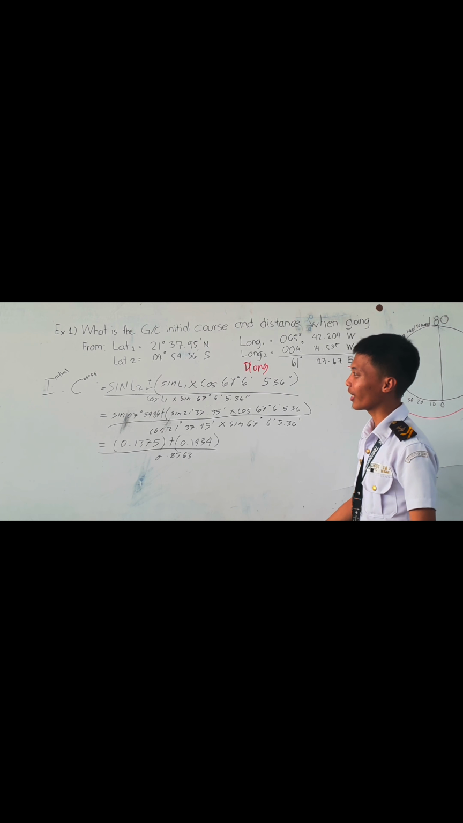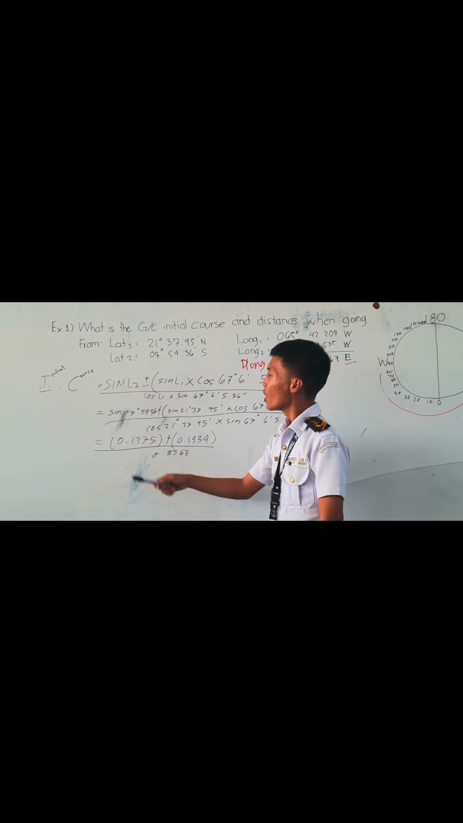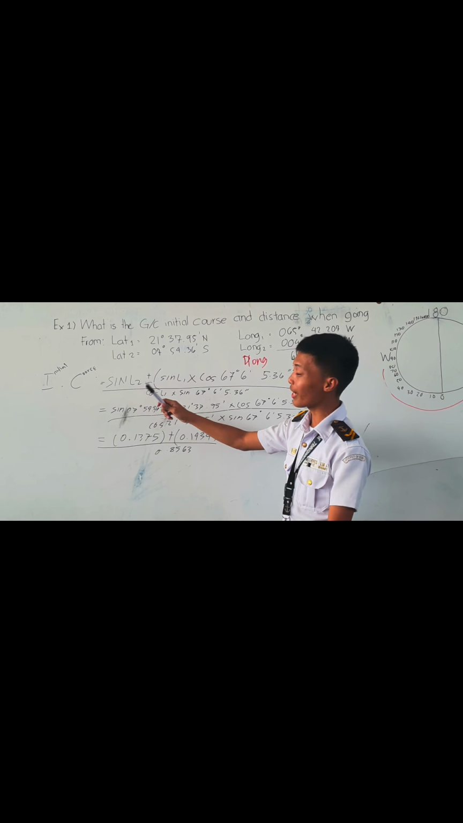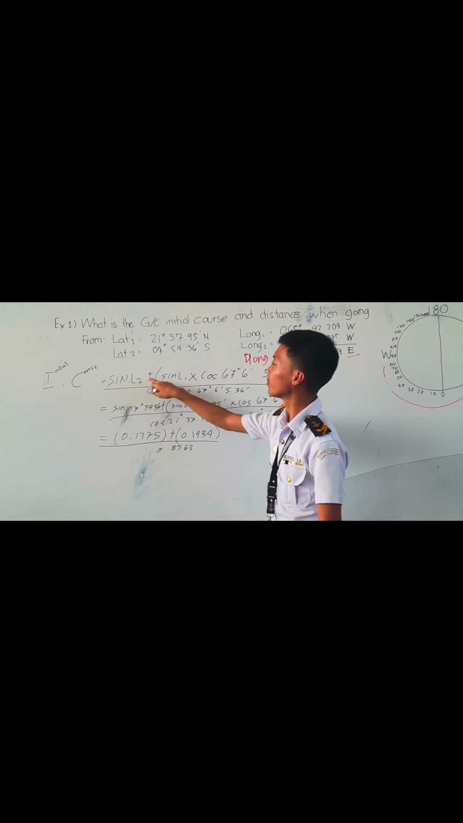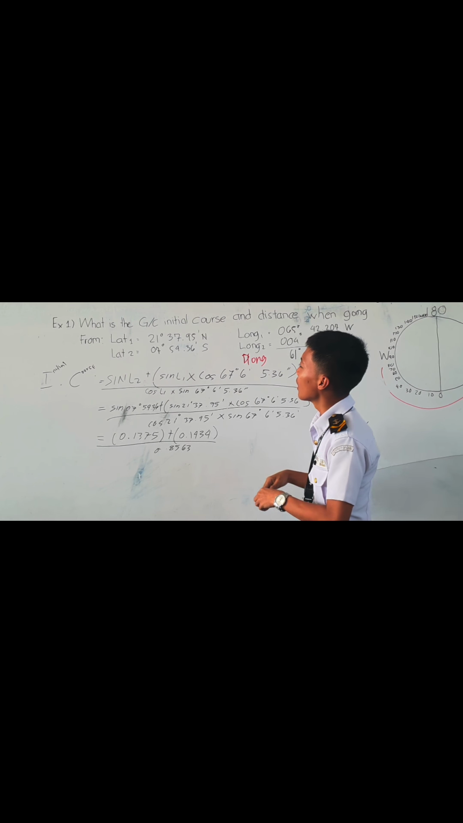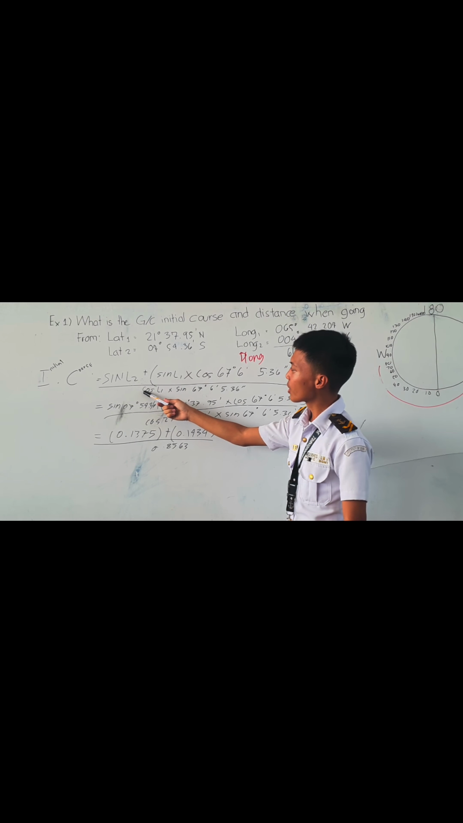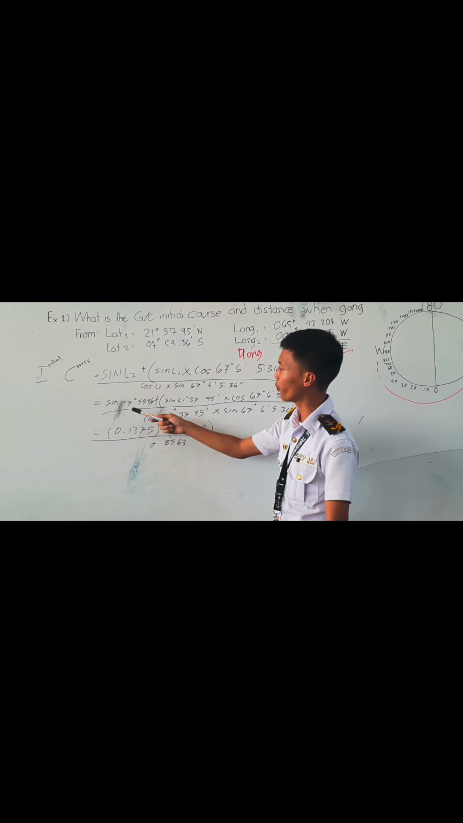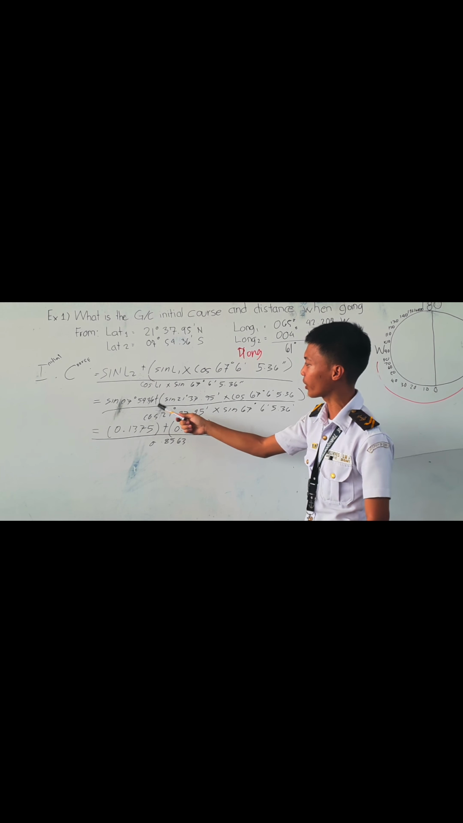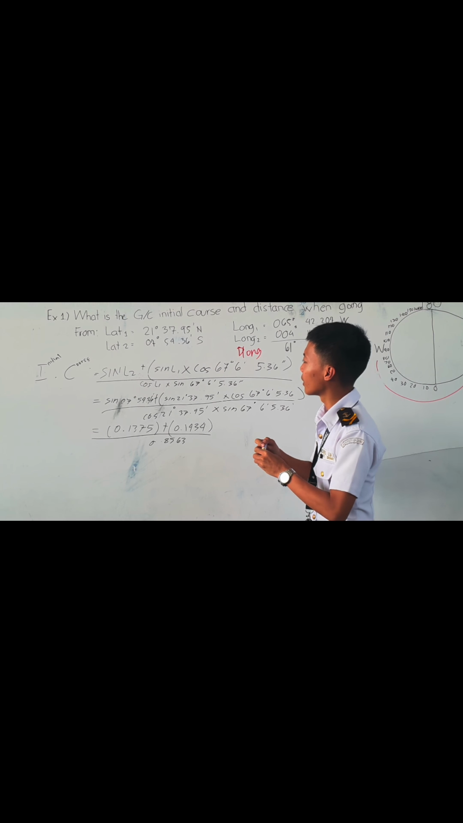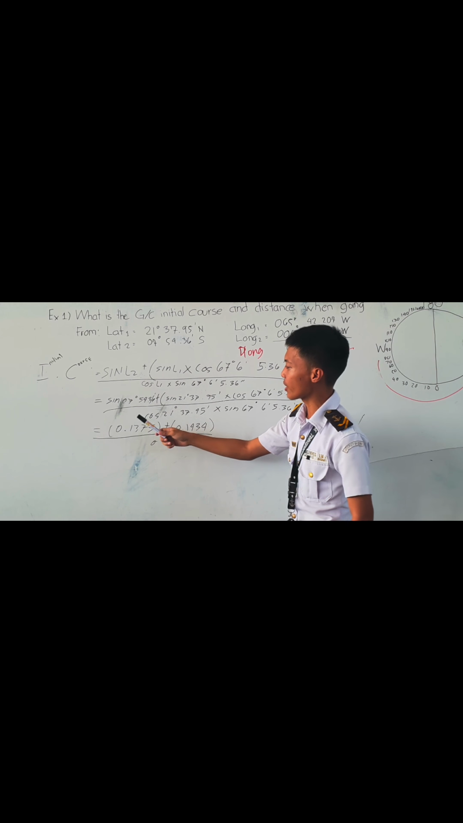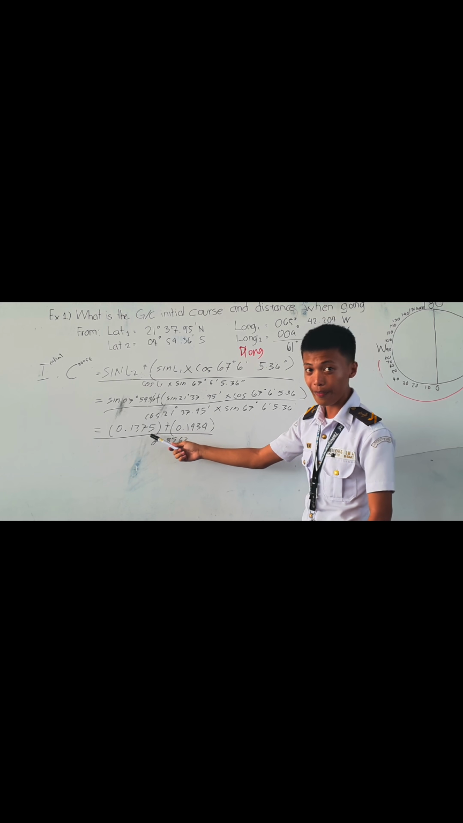So cadet, I'm here again to discuss the initial course. So same sign minus, unlike sign plus. So in this situation we have unlike sign. So sin L2, we substitute 07 degrees 54.36 minutes. And the answer for this is 0.1375.